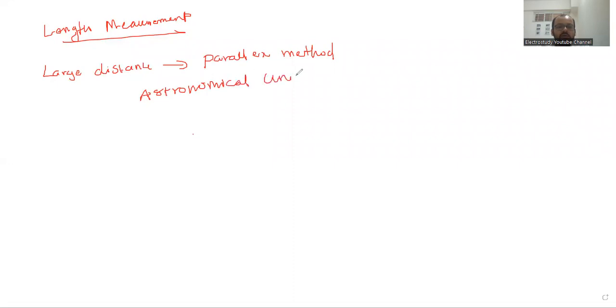Astronomical unit. Symbolically, you can represent it as AU. One astronomical unit is nothing but 1.5 × 10^11 meter. As I told you, it's a large measurement.